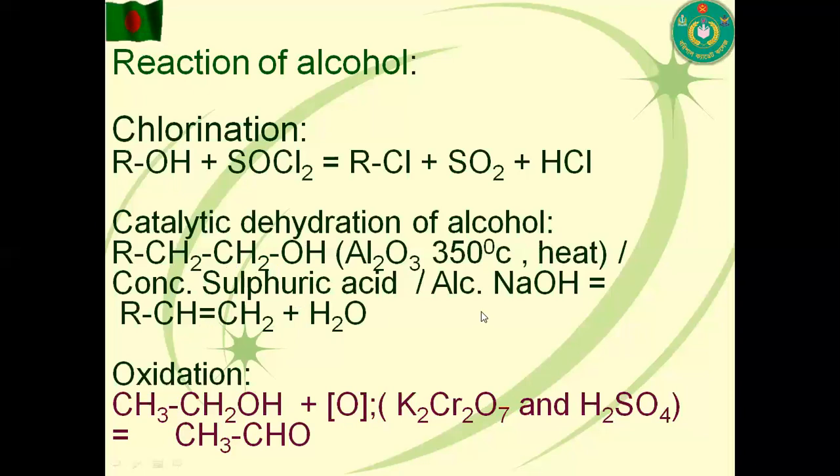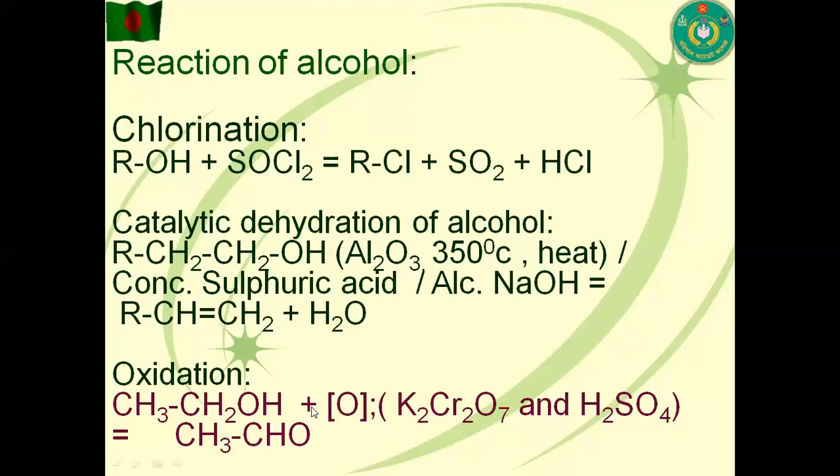If it is alcoholic sodium hydroxide, the product is the same and it is alkene. If it is ethanol, it forms ethene. If it is propanol, it forms propene. If it is butanol, it forms butene.